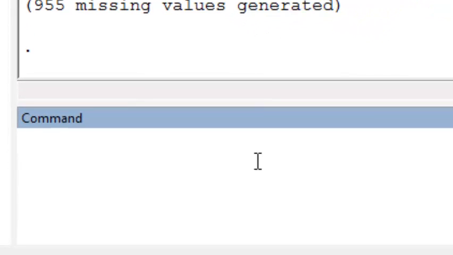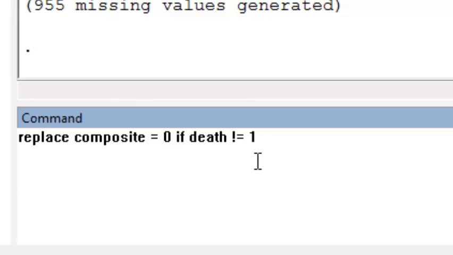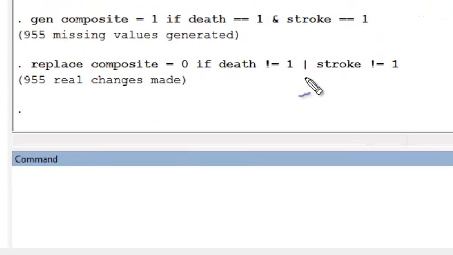For those patients who didn't have this composite outcome, we can use the replace command to assign them zeros. They're going to be defined as 0 if either they did not die or they didn't have a stroke. To say that someone died, we could say if death is not equal to 1, or is defined as 1, vertical bar, and then if they didn't have a stroke, we would say stroke not equal to 1. So the important thing to note here is not equals can be denoted with an exclamation point and 1 equals sign. And additionally, if we want to make an or statement, we can use 1 vertical bar.